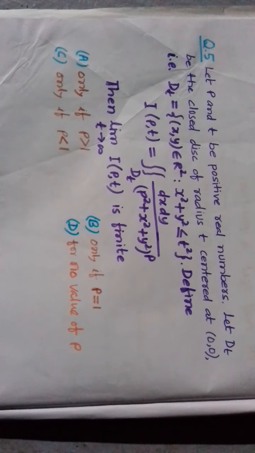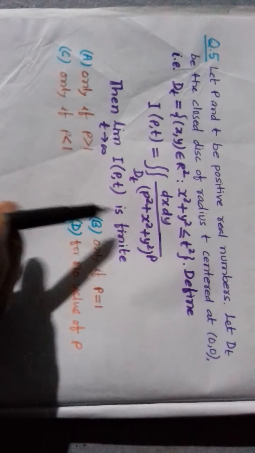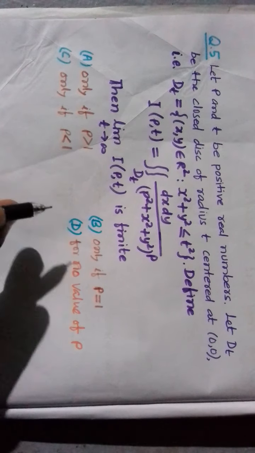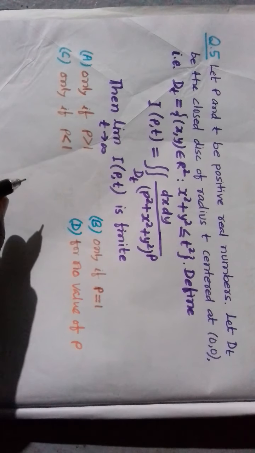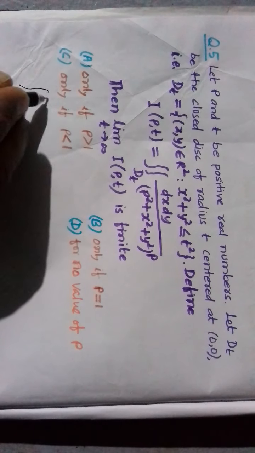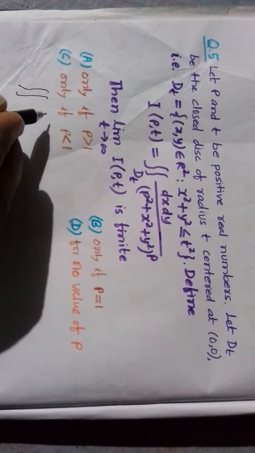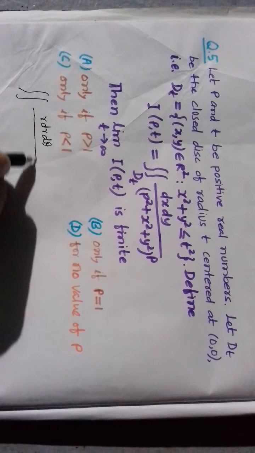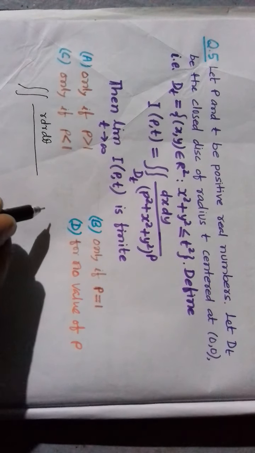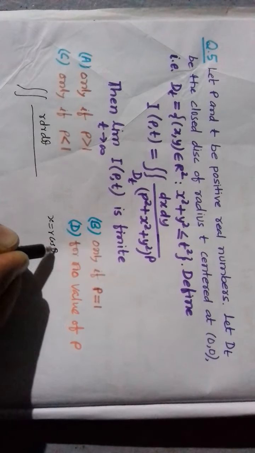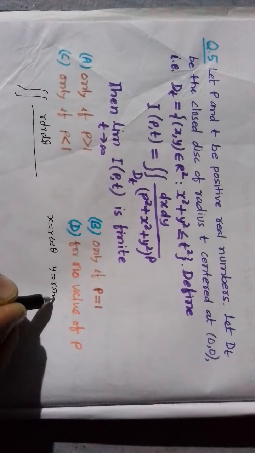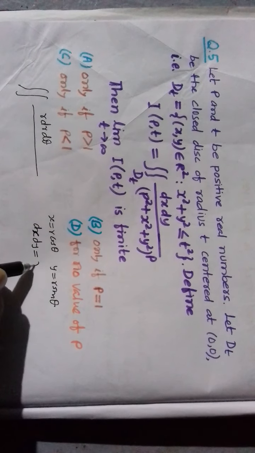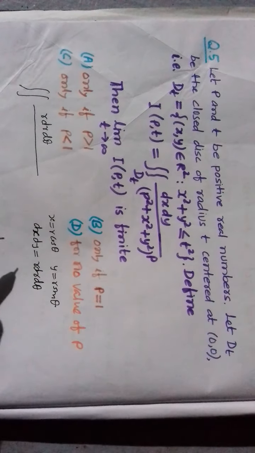Here is a question. You see double integration. Let us change this double integration to polar coordinates. So you know, in polar coordinates dx dy is replaced by r dr d theta, and x equals r cos theta, y equals r sin theta. dx dy equals r dr d theta.